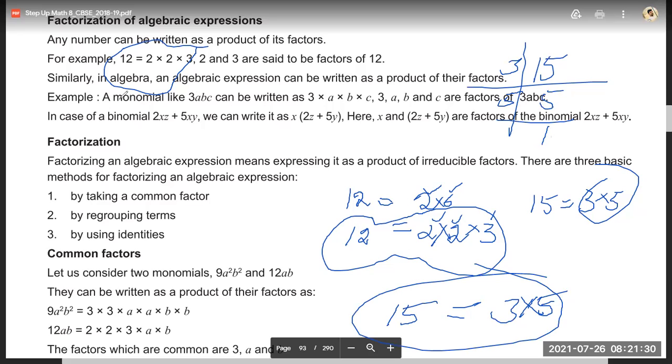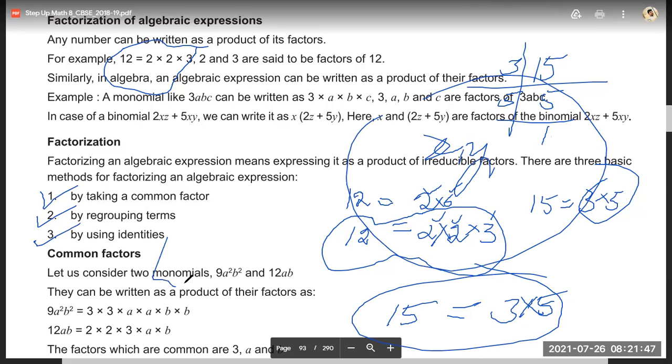But how do we do it for algebraic expressions? Algebraic expressions involve variables, right? So how do we do that? For that we have 3 methods. One is taking a common factor. Second one is regrouping terms. Third one is using identities. Using identities means we learned about 4 identities in the previous class, so we will use any one of those 4 identities as per the requirement. So these are the 3 methods to factorize a given expression.